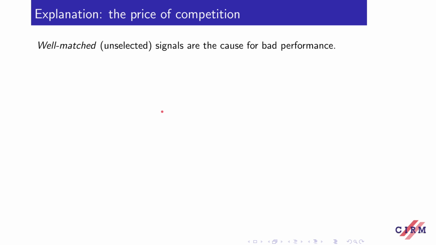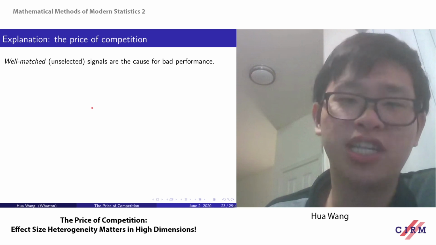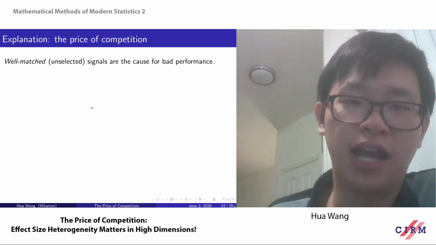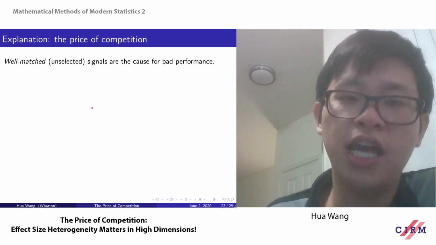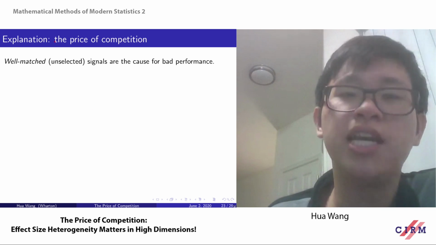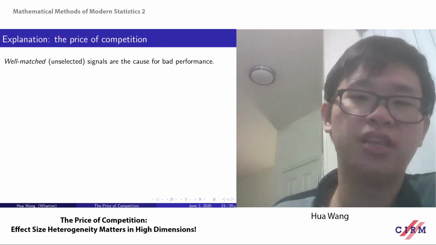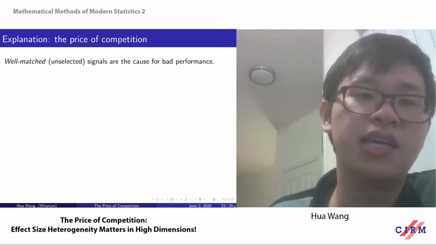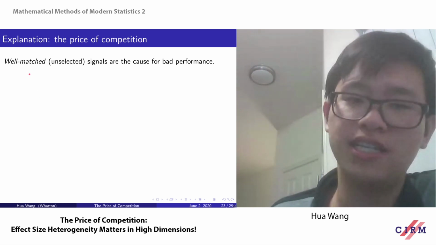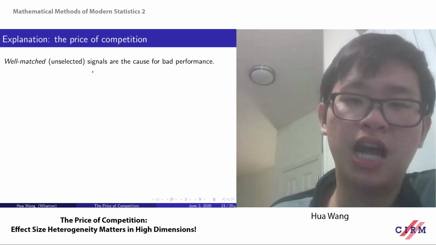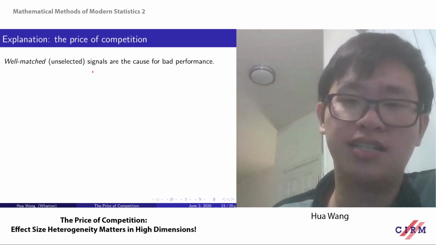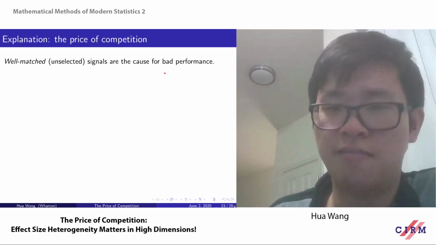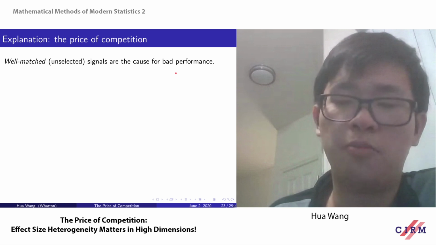Now we all know that the effect size heterogeneity does matter, but do we have any explanation? Here is our heuristic explanation, which is termed the price of competition. To understand this notion, we basically mean that the well-matched or homogeneous unselected signals are actually competing with each other. And that kind of competition causes the bad performance of a variable selector.